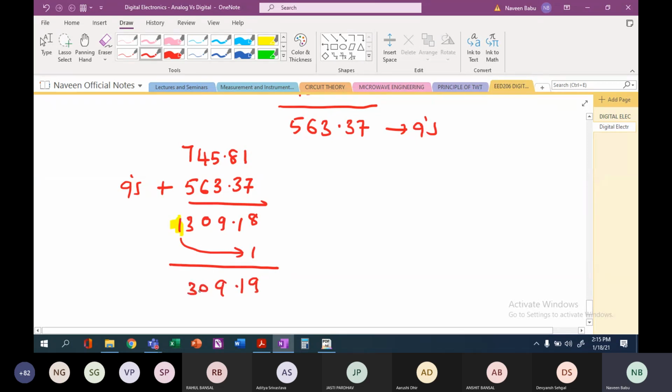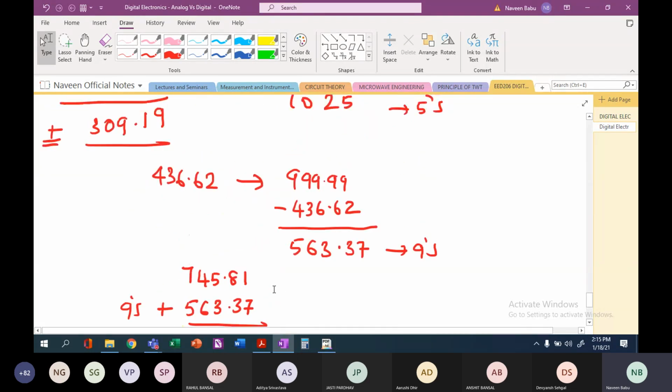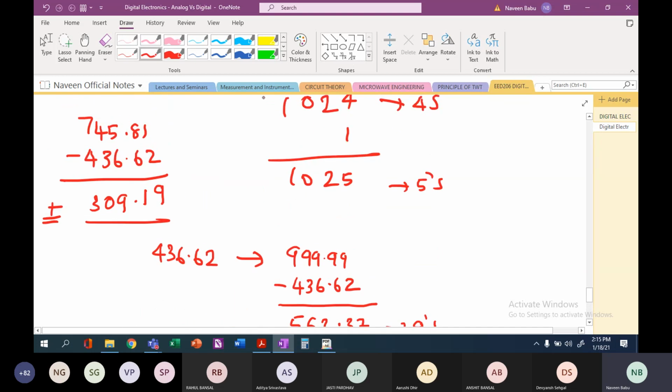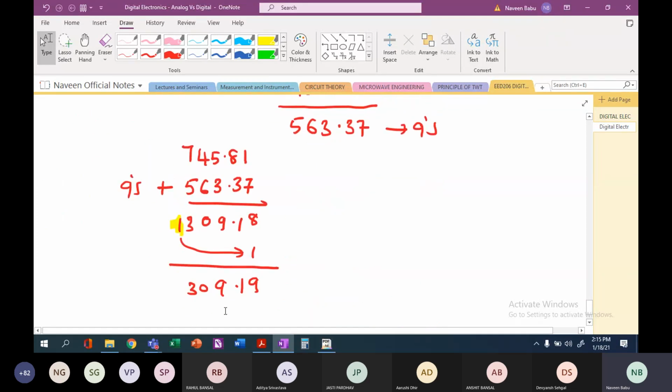Now let us verify it with our actual original answer. 309.19 is our 9's complement way of answer, and our straightforward method also it is 309.19. So this is what is the answer, and this is how you do it.